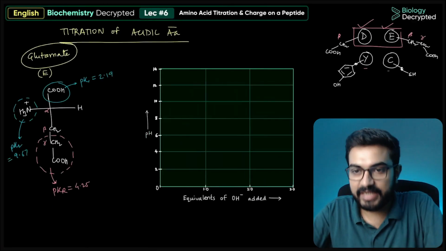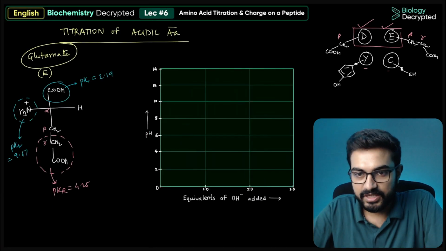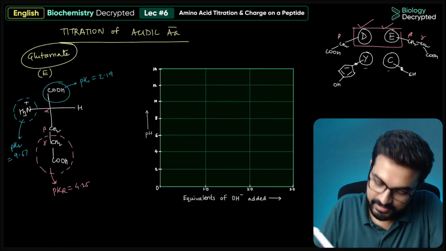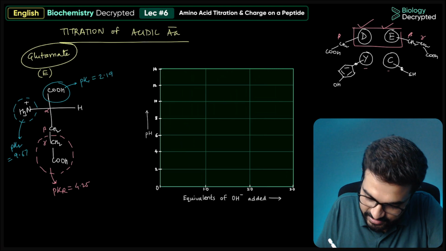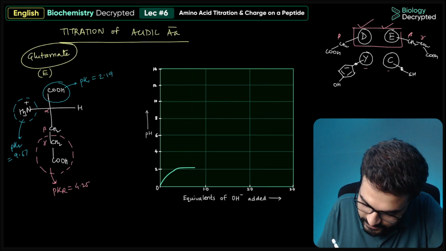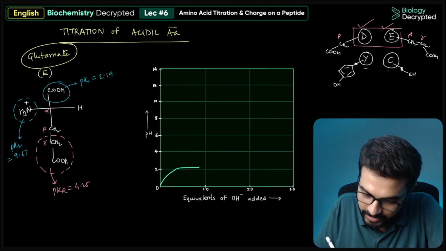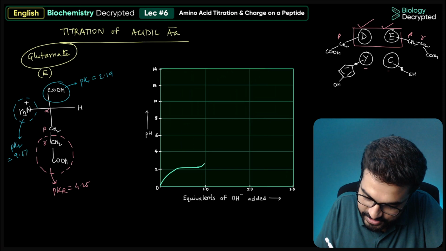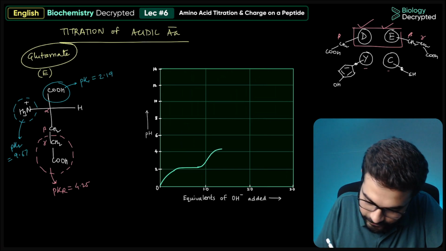Now let's look at the titration. Let's look at the graph once. Well, here what will happen is, first this ionization will be taking place here at around 2.19. This ionization took place. Now what will happen is, there will be another ionization here around 4.25.